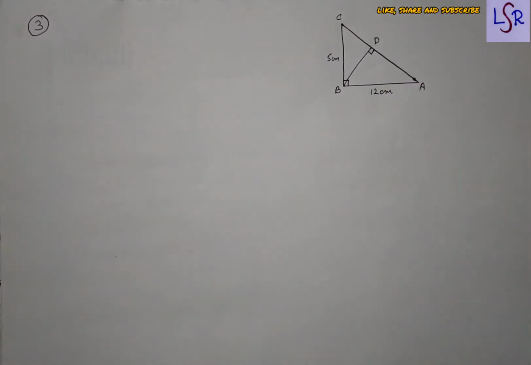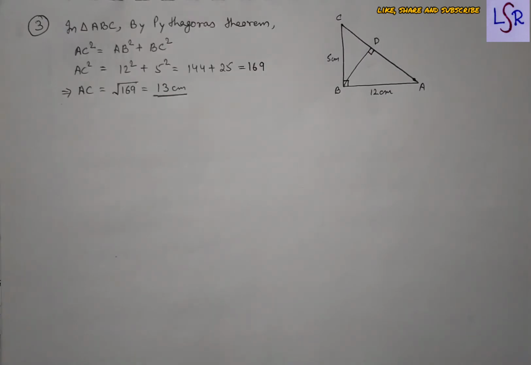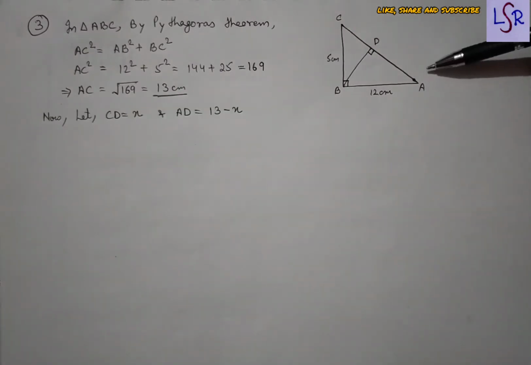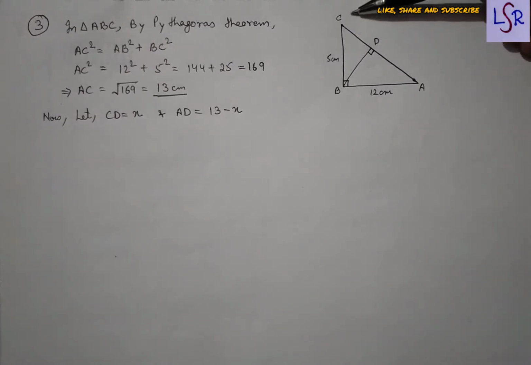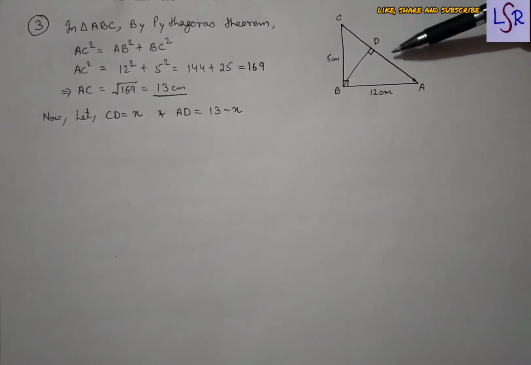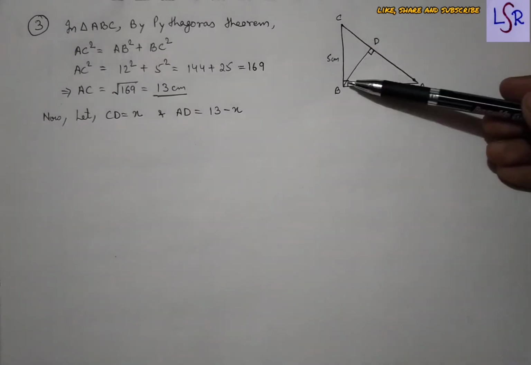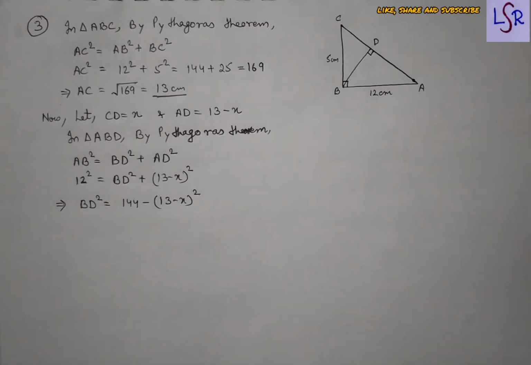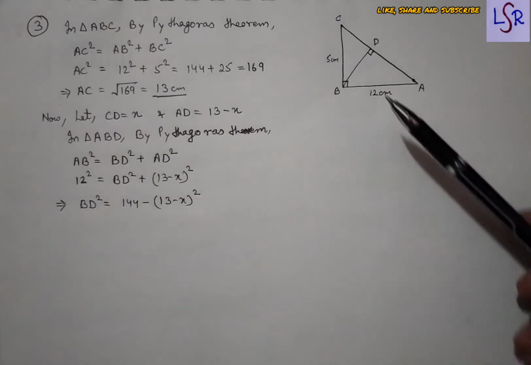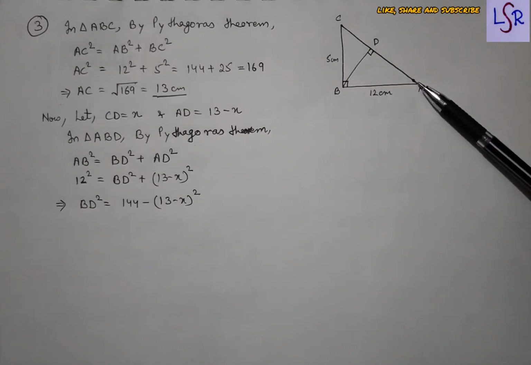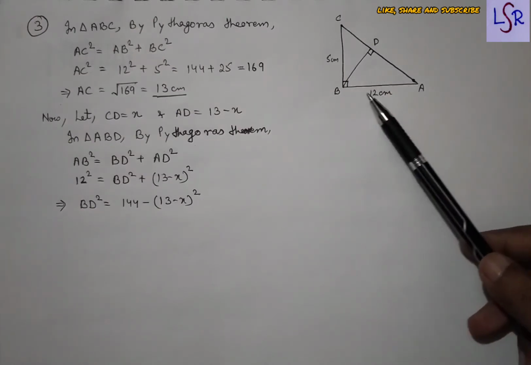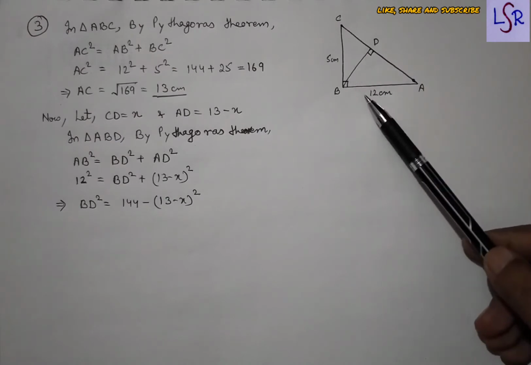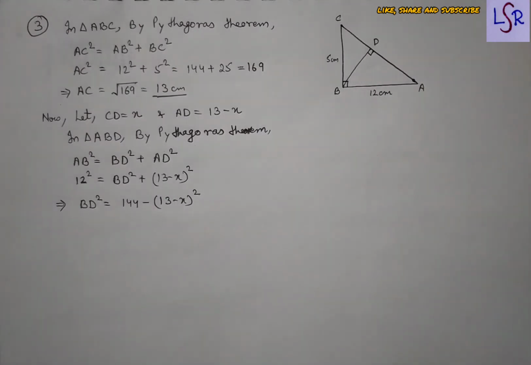So let's first of all find AC. With the help of the Pythagoras theorem, we have got AC as 13 centimeter. Now as we know, this whole AC is 13, and if we take this CD as x, then this will become 13 minus x. Now with the help of this, we are going to find the value of BD in terms of x. On using the Pythagoras theorem in triangle ABD, we have got AB square equals BD square plus AD square, and after placing the values, we have found BD square as 144 minus (13 minus x) to the whole square.